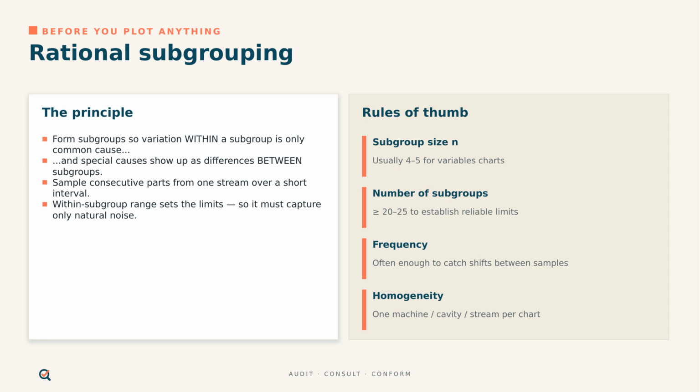A few rules of thumb. Subgroup size is usually 4 or 5 for variables charts. Collect at least 20 to 25 subgroups to establish reliable limits. Sample often enough to catch shifts, and keep it to one machine, one cavity, one stream per chart.